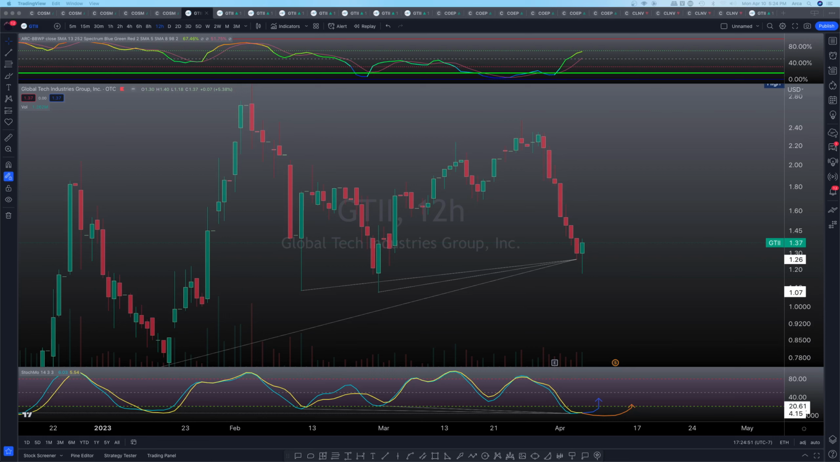Okay, GTII community, it looks like there could be a very nice opportunity here in the shorter time frame. Let's go ahead and go over those details now.